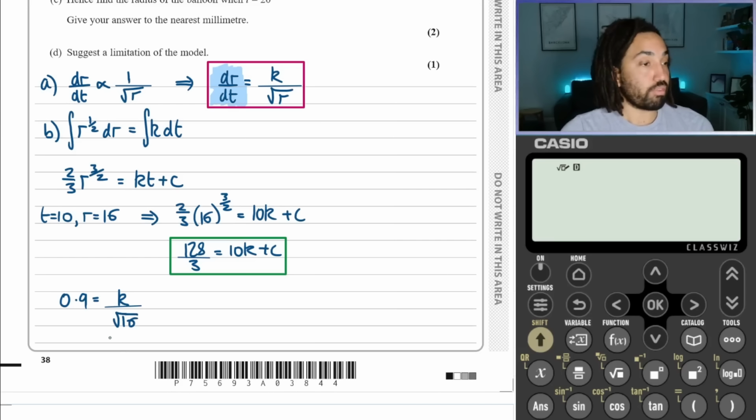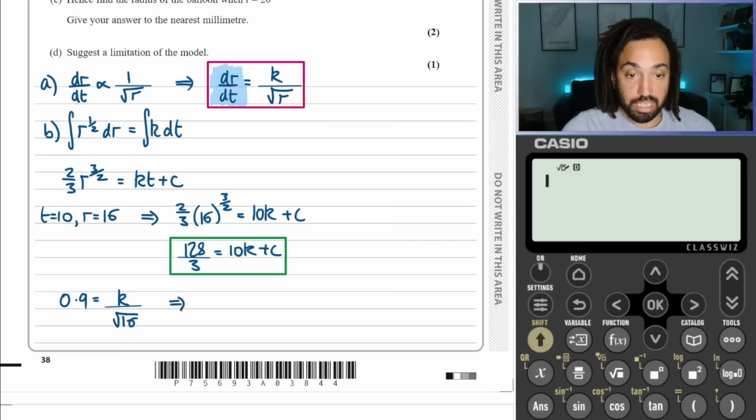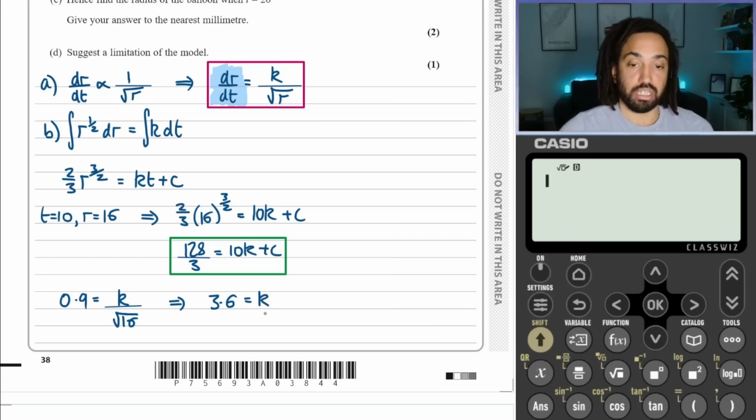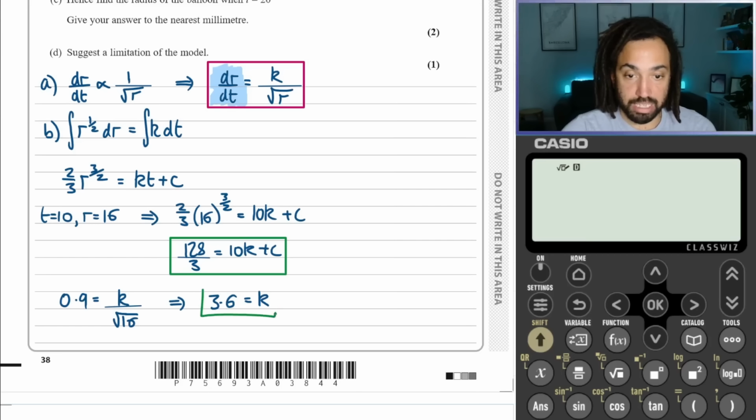like so. So what we're going to do here, well, root 16 is 4, so times both sides by 4 gives us 3.6 is equal to k, like so. Okay, brilliant. So that is one of the constants. And now we're going to use this equation to find the other one.